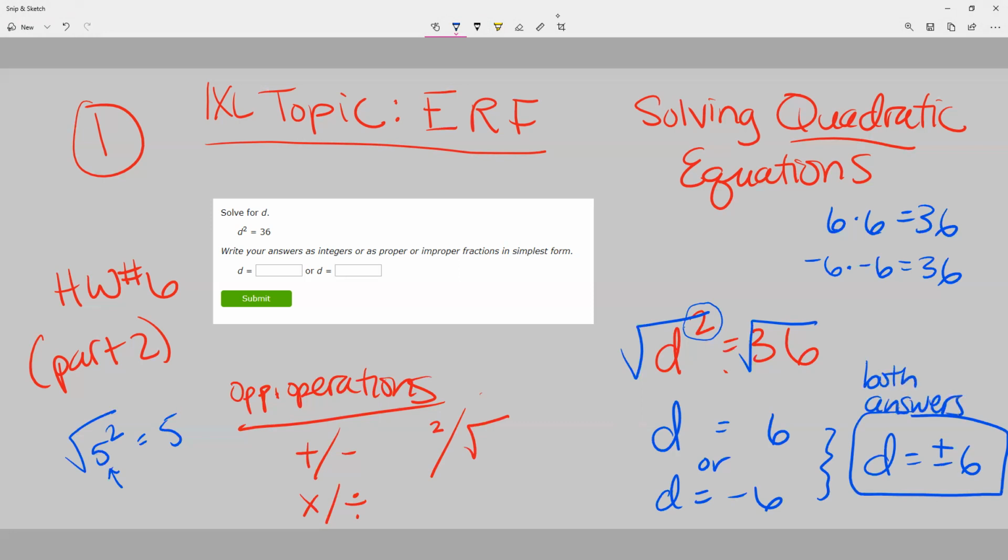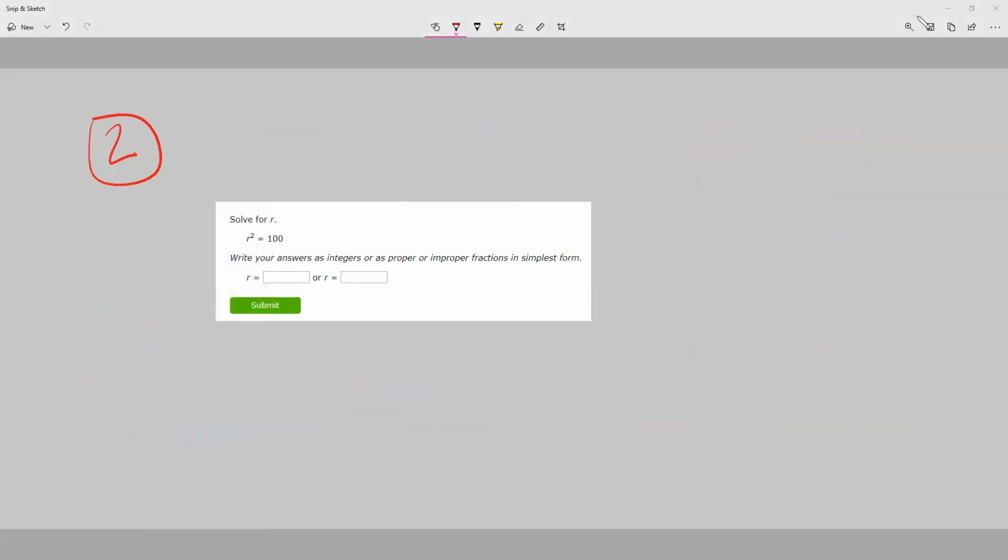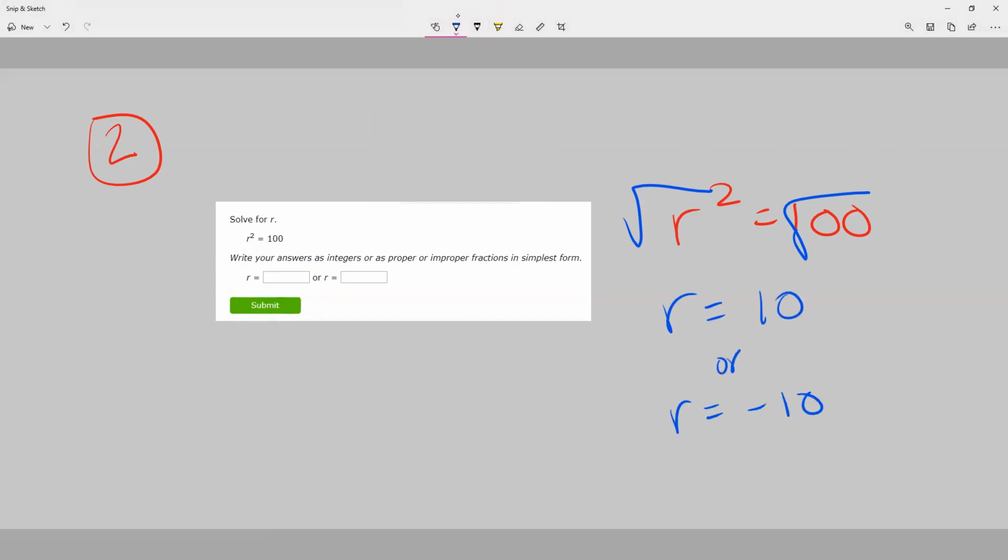Obviously, though, if you look at the way the answers are set up for IXL, you're just going to type in a positive 6 and a negative 6. So r squared equals 100 would be the exact same idea. So if I'm looking at r squared equals 100, then I'm going to take the square root of both sides. And I end up with r equals positive 10 or r equals a negative 10.